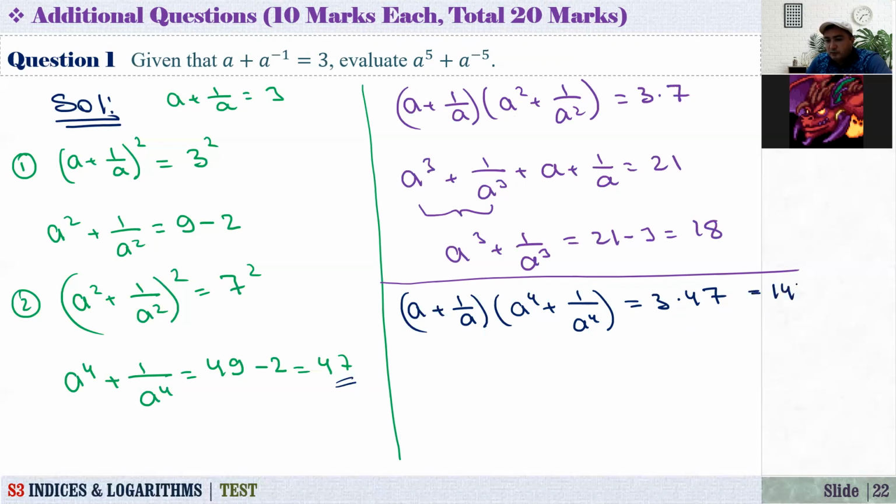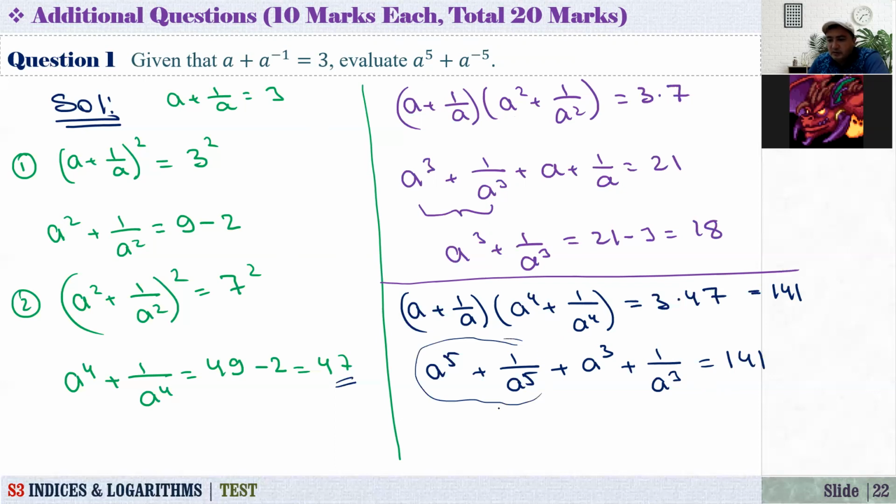Three times 47, which is equal to 141. So if you expand the left-hand side, a times a to the power of 4, that is a to the power of 5. 1 over a times 1 over a to the power of 4, that is 1 over a to the power of 5. 1 over a times a to the power of 4, that is a cubed. A times 1 over a to the power of 4, that is 1 over a cubed. That's equal to 141. Now, if I keep this part on the left-hand side, we get a to the power of 5 plus 1 over a to the power of 5 will be equal to 141.